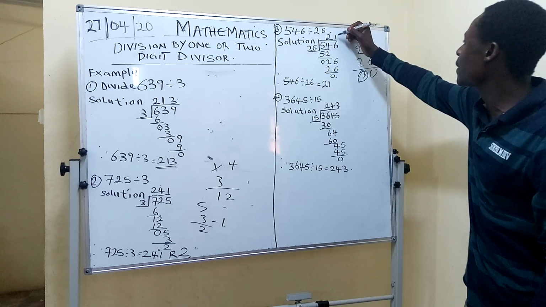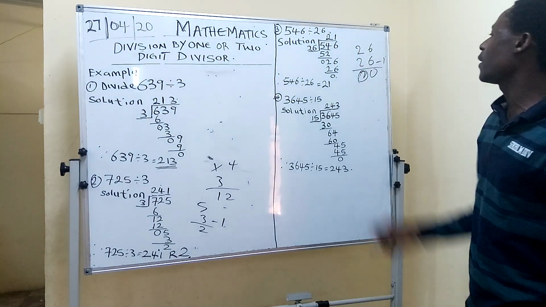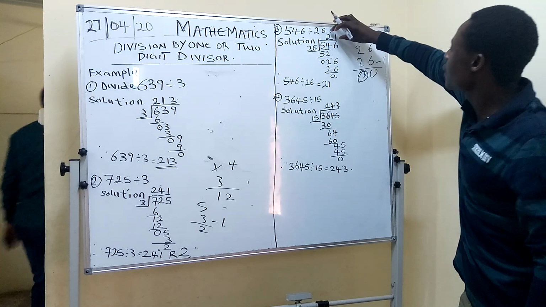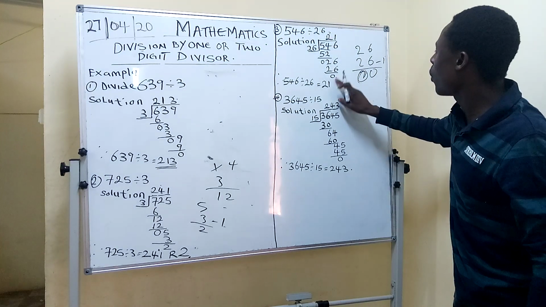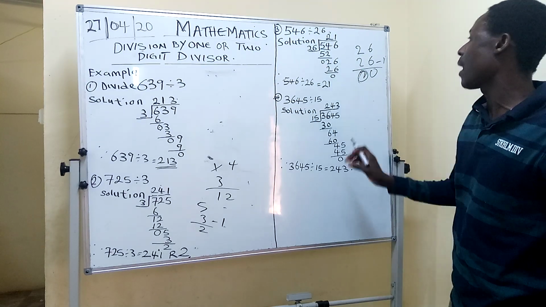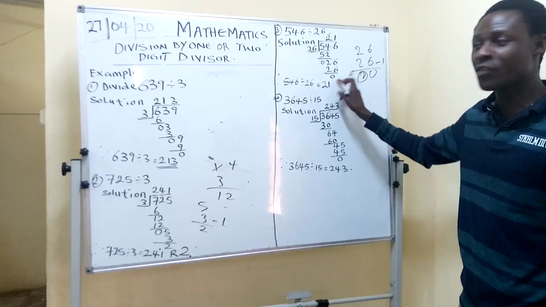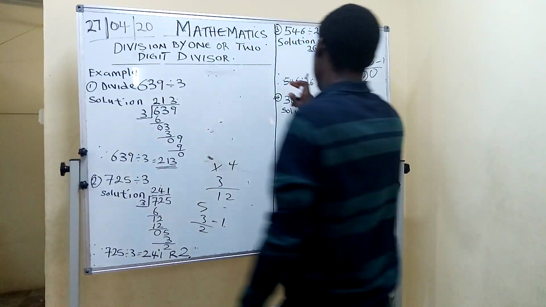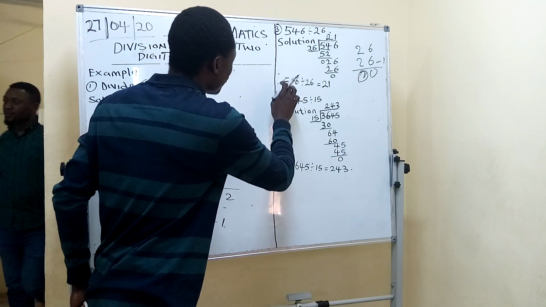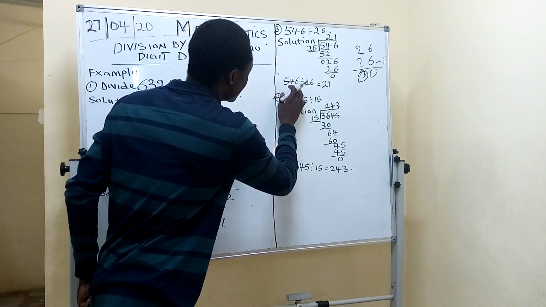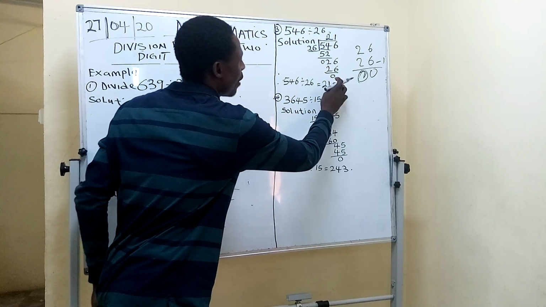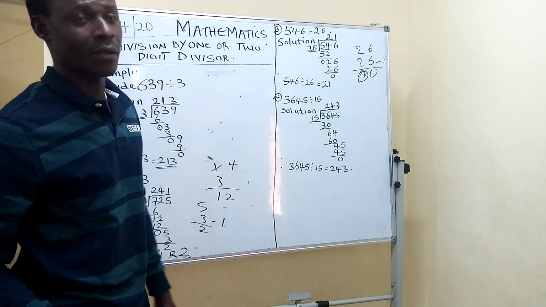That is why we write 1 at the top of 6. I want you to remember that this is the main answer. But if there is any number here, it will be the remainder. But no number remains here. We have 0. So therefore, our answer to this question, when you are asking that 546 divided by 26 is equal to what? Is 21 without remainder.